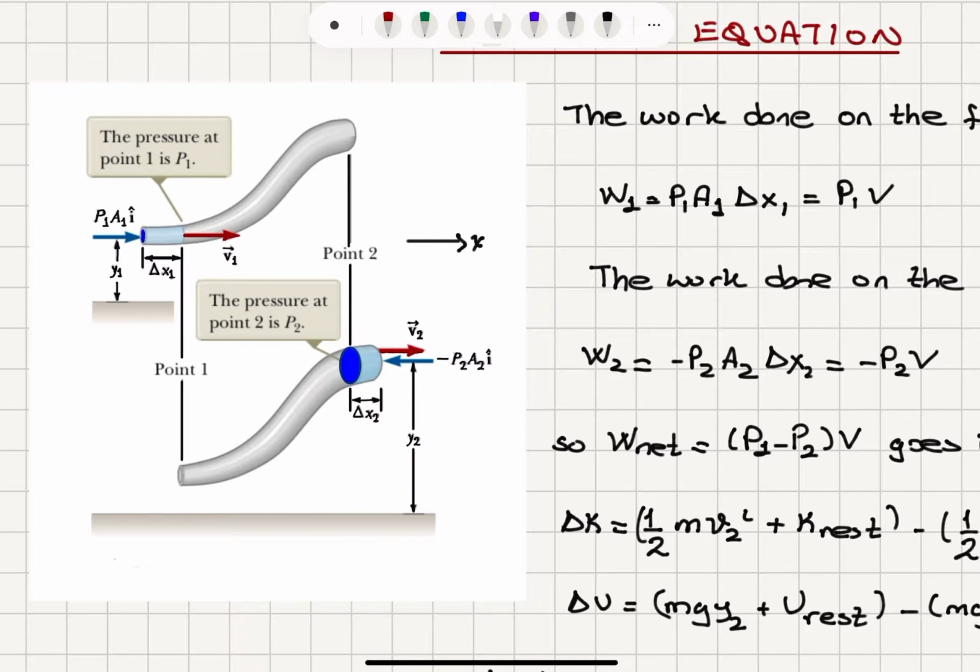And on the other side, there are fluid particles that are exiting here. In the time interval delta t, they're traveling a distance delta x2. So that's this blue portion. And we have a pressure P2 applied from outside, so minus P2A2 i hat is the force on these particles, and they have a tangential velocity v2 to the right-hand side. These two sections are at a distance y1 and y2 with respect to ground. So you can see here they're at a distance y1 and here at a distance y2.